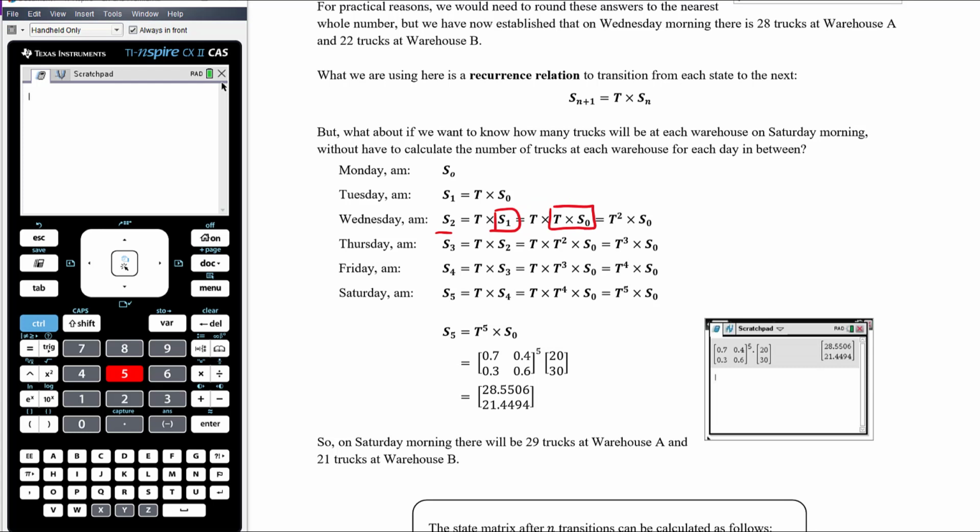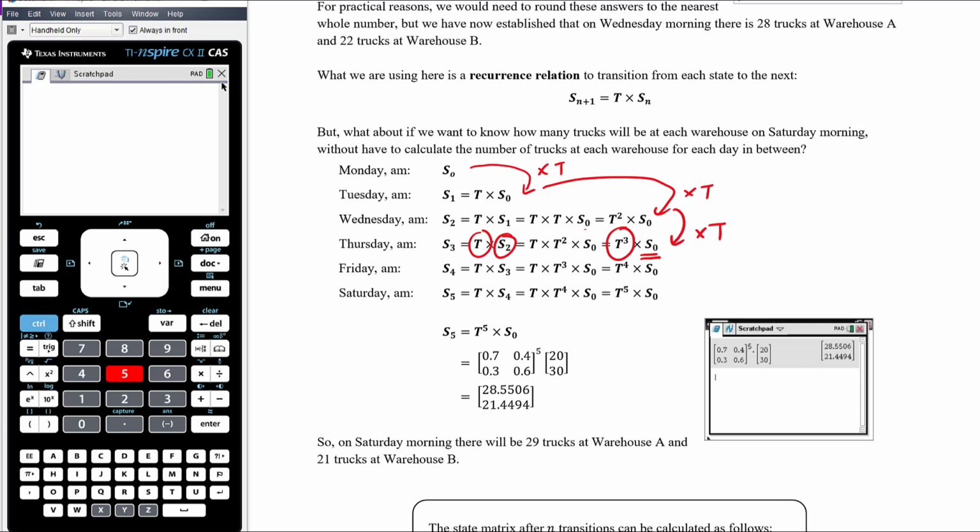So actually, if we think about what we've done to get to S2, all we've done is multiply by the transition and again multiply by the transition. So we've multiplied the initial state by the transition matrix twice, so by T squared. Again, if we wanted to get from Monday to Thursday, times by the transition, times by the transition, times by the transition again. To get from Monday to Thursday is 3 transitions. So we take Monday's state, S0, and multiply it by the transition matrix 3 times. We could also just take Wednesday's and multiply it by the transition matrix once.